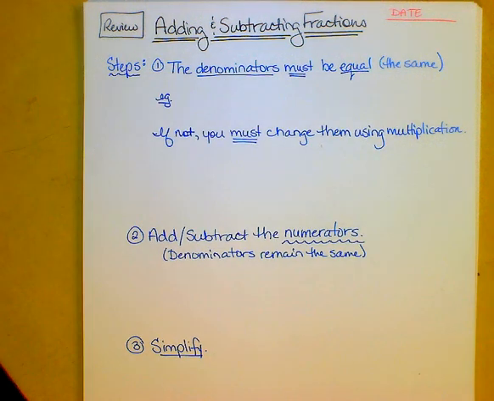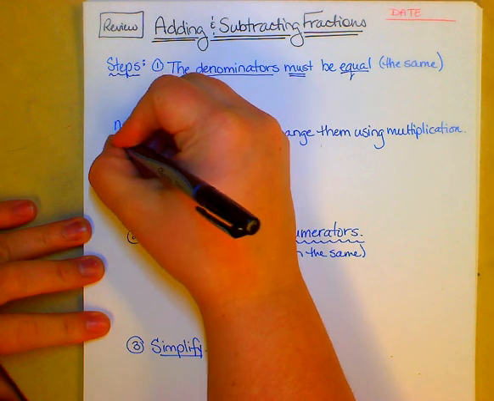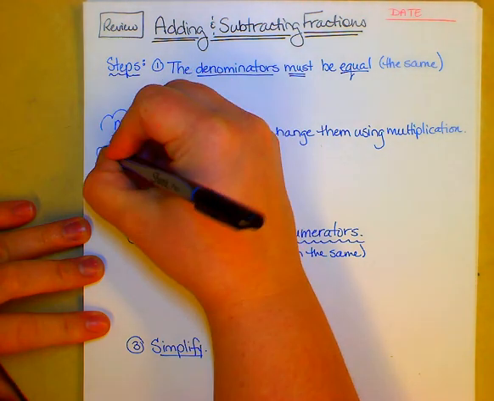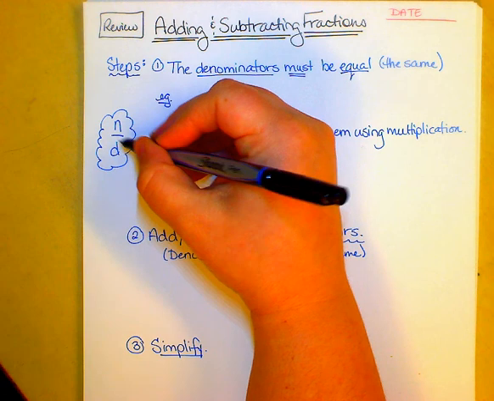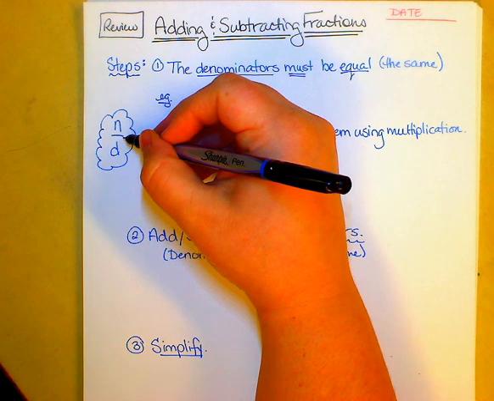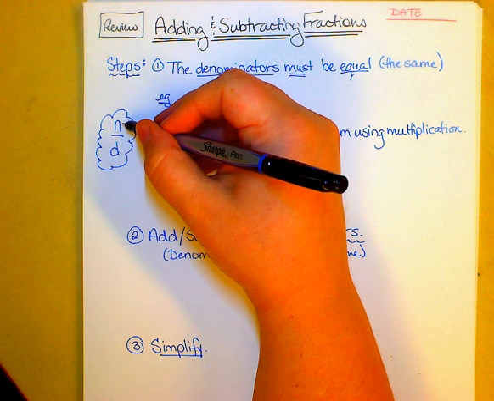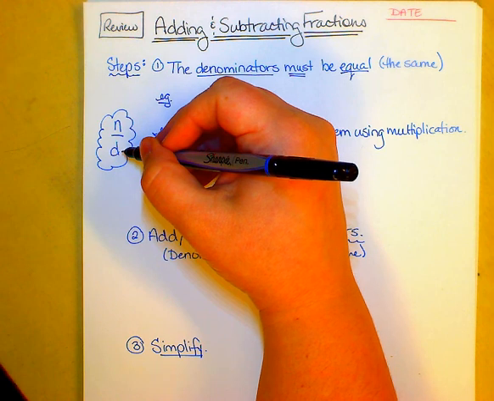Review of adding and subtracting fractions. One thing to always keep in mind when you are adding and subtracting fractions is that a fraction is a numerator over a denominator. So our numerator is on the top, our denominator is on the bottom. This line in between is really a division sign, which means that if we took the numerator and divided it by the denominator, we'd end up with the decimal equivalent of that fraction.